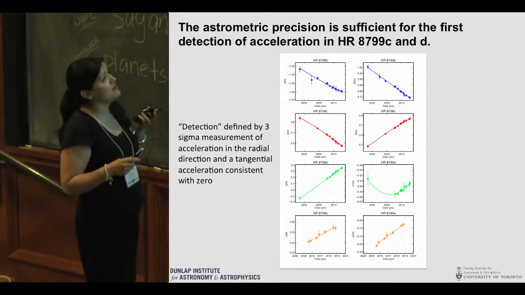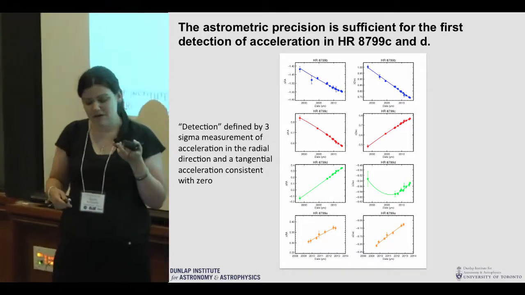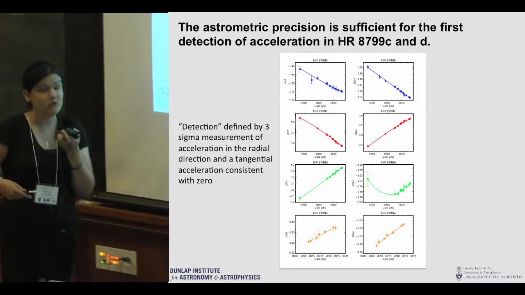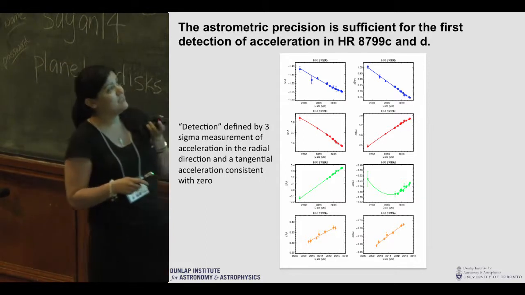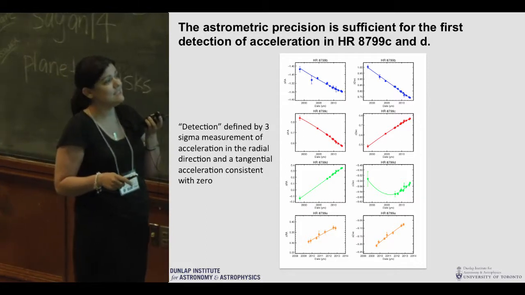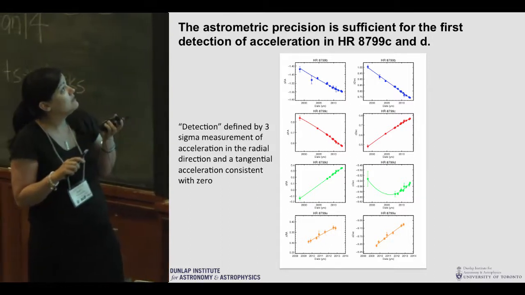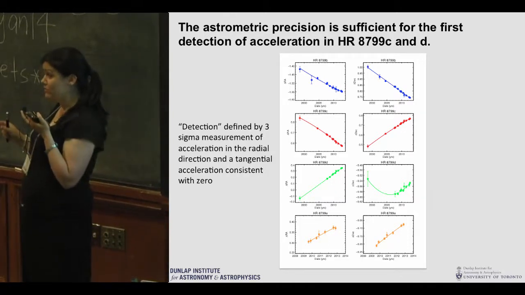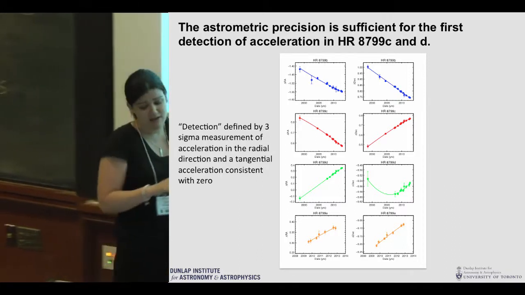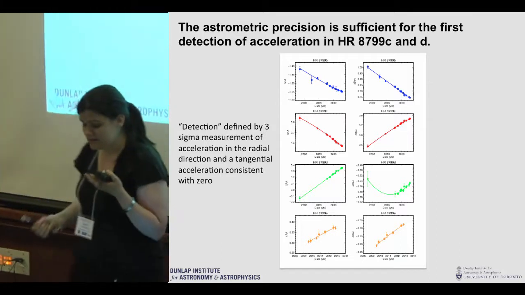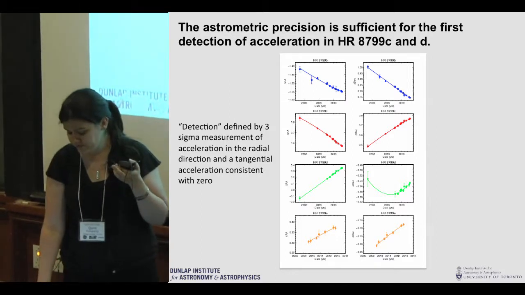So what we did is we looked at all of our data from 1998 all the way up through the most recent data, which is about 14 to 15 years worth of data. Still not a huge fraction of orbital coverage, but some. And we think we were able to actually detect acceleration for HR 8799 C and D. We did that by basically getting a 3 sigma measurement of acceleration in the radial direction, but 0 in the tangential. If we hadn't had sufficient data with good precision, we would have had a tangential velocity that wasn't 0, and that would have told us that either we don't have enough data or something's wrong with our astrometry. So this is, again, a nice check of your measurements as well.